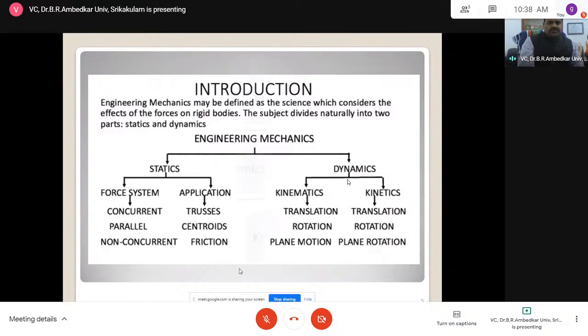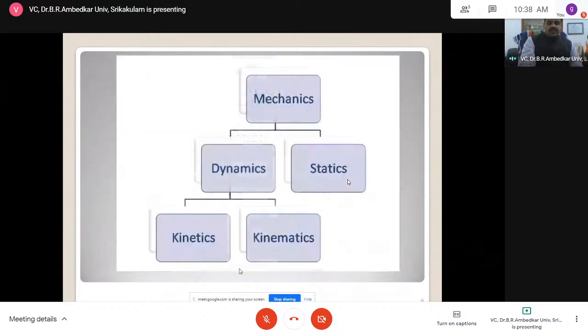So now, this mechanics is further classified into statics and dynamics, kinetics and kinematics.